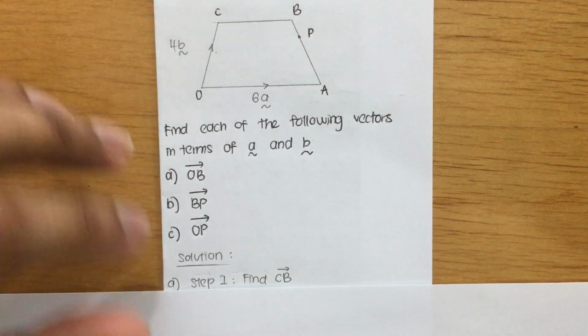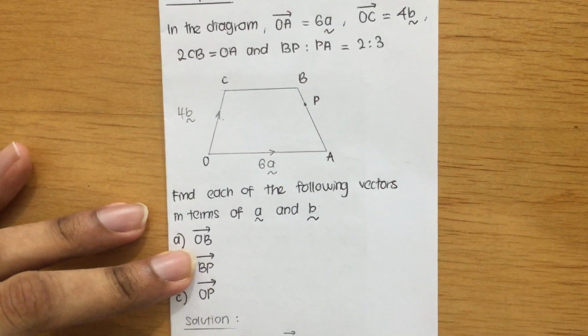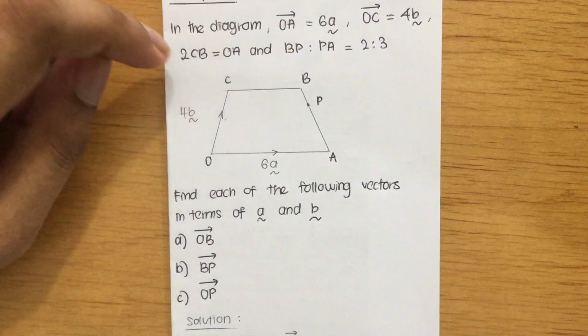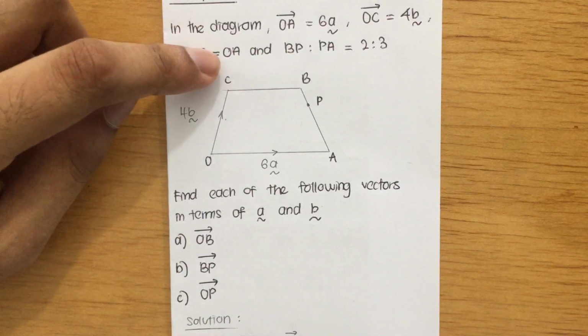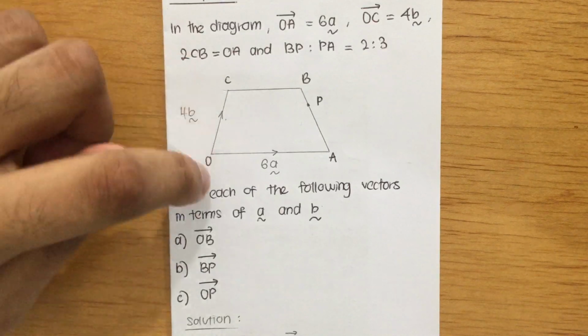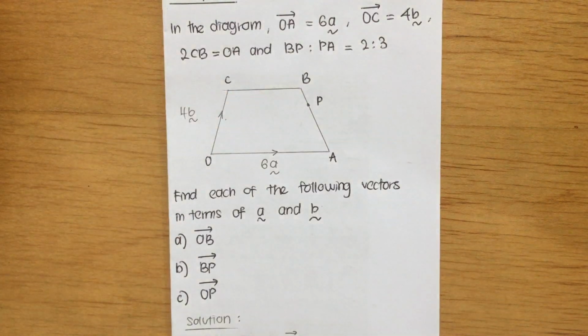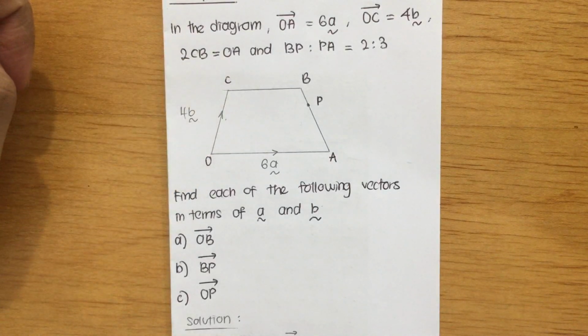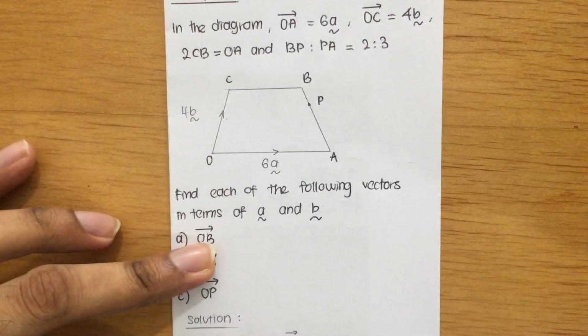In the question, they've already given us the relationship between vector OA and vector CB. Actually, 2CB is equal to OA. So OA is actually 2 times vector CB. From here, we can easily calculate our vector CB, which is equal to 3A. It's pretty obvious.